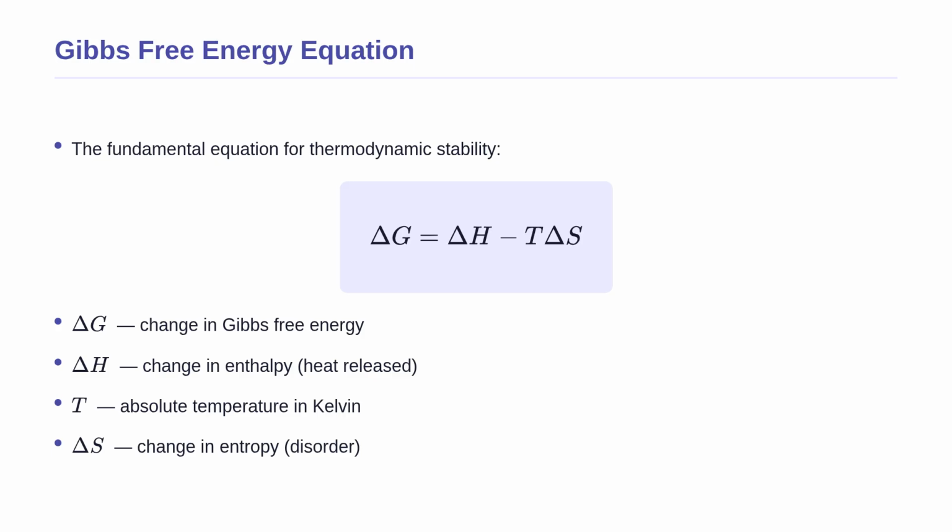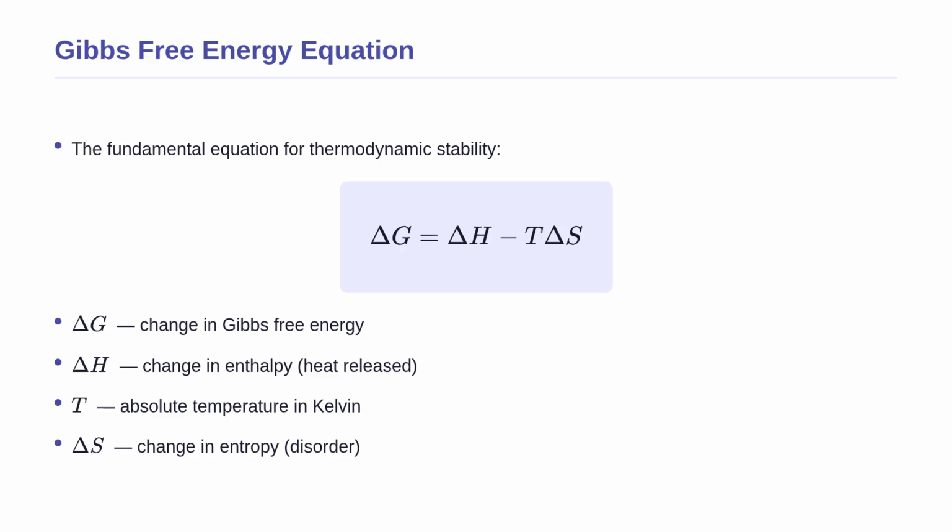Delta G represents the change in Gibbs free energy, measured in joules per mole. For a protein to fold spontaneously and remain stable, this final value must be negative. Delta H stands for the change in enthalpy, which reflects the heat energy released when stabilizing bonds are formed. A negative delta H is favorable. T is the absolute temperature in Kelvin.